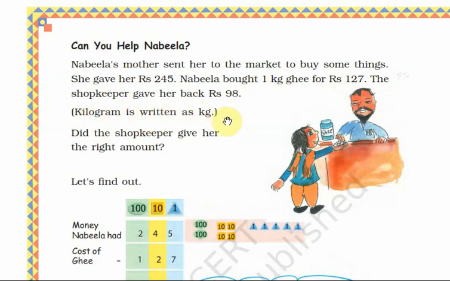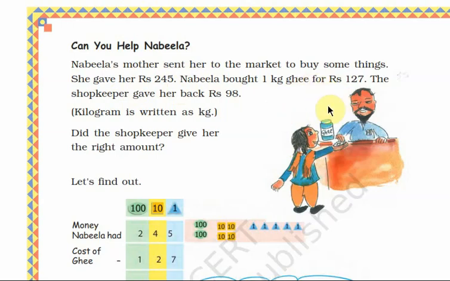Kilogram is written as kg. So, here Nabila's mother sent her to the market to buy something. As your mother sends you to buy milk or something, some things your mother will also send you. Like that, Nabila's mother had sent her to the market to buy some things. While going to the market, Nabila's mother had given her rupees 245 and asked her to buy 1 kilogram of ghee. So Nabila went to the shop and asked the shopkeeper to give her 1 kilogram of ghee.